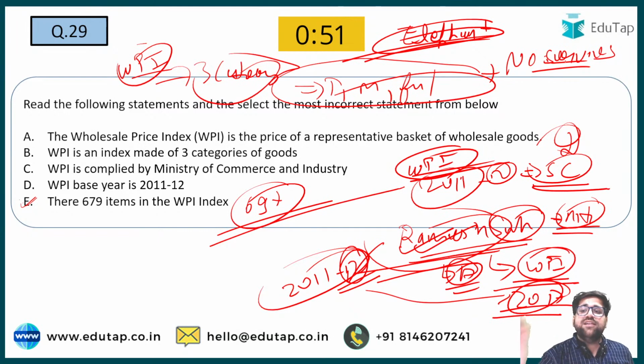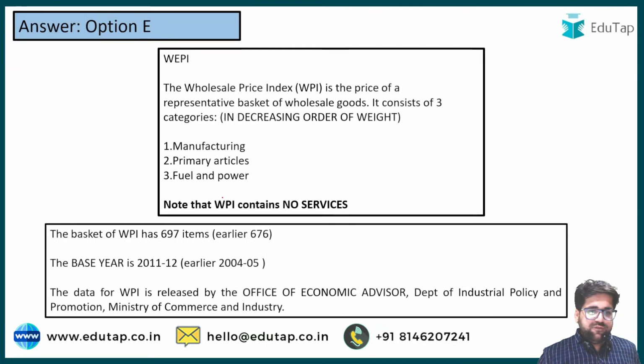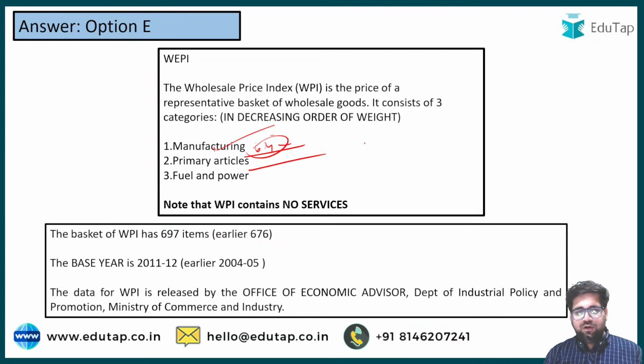Under WPI, it is released by the Ministry of Commerce and Industry, and the associated office is the Office of the Economic Adviser. So this is really very important. Please note all these particular points. We have covered, yes, if you are not able to answer, the maximum is manufacturing. It's around 64% if I'm not wrong. So it's really very important. 64% of the goods come from this.